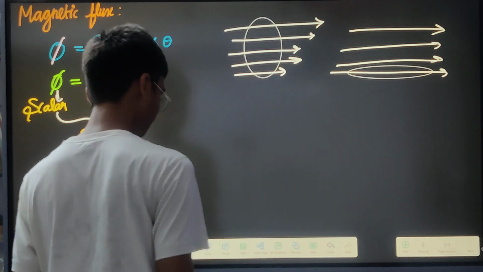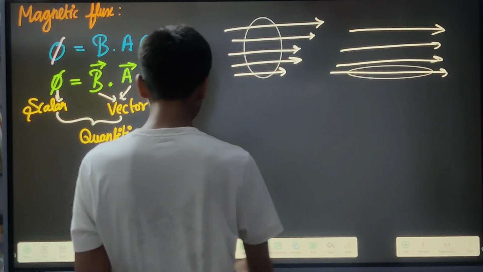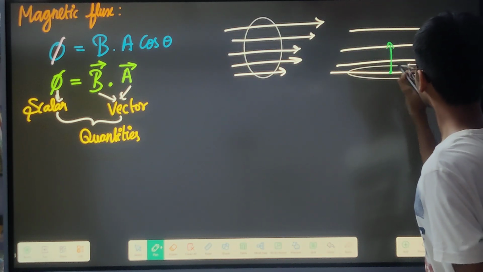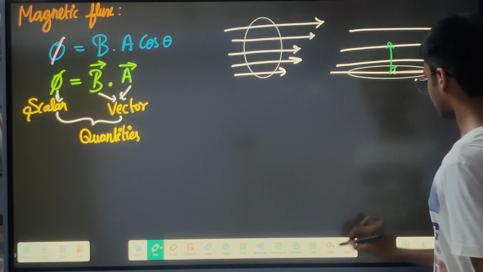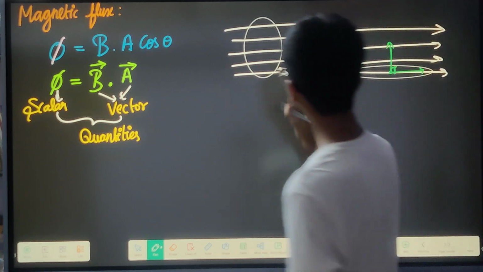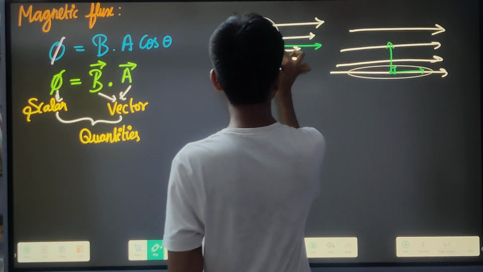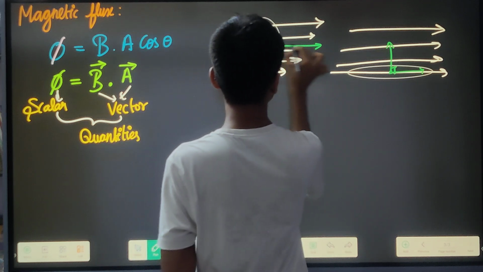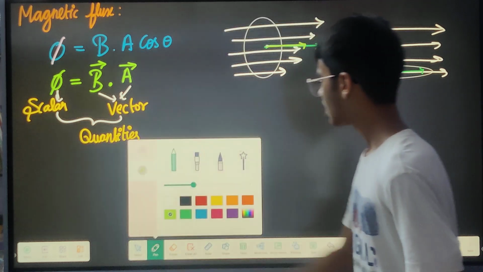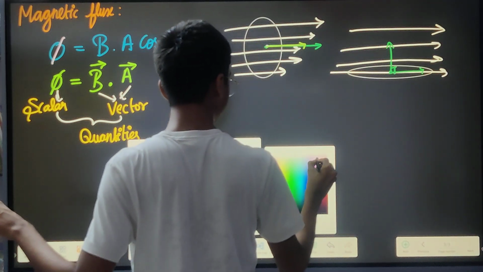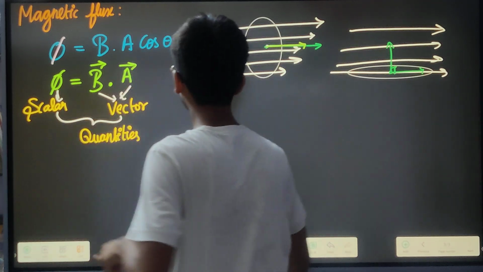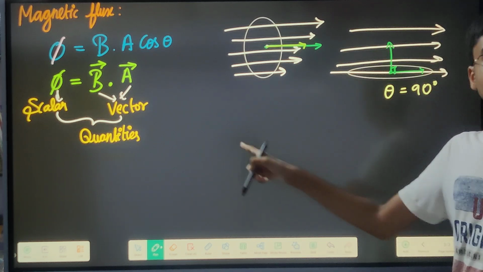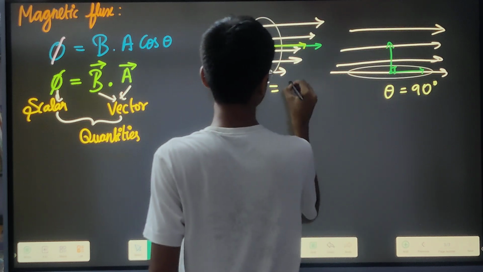I'm not a drawer. See here the angle. I'm just talking about the area vector. Here the area vector will be perpendicular to this magnetic field. And here the area vector will be like this, and the magnetic field will also be like this only. So what is theta? Theta is the angle between the magnetic field and the area vector. So here it is going to be 90 degrees, so theta is equal to 90 degrees, and here theta is going to be 0 degrees.